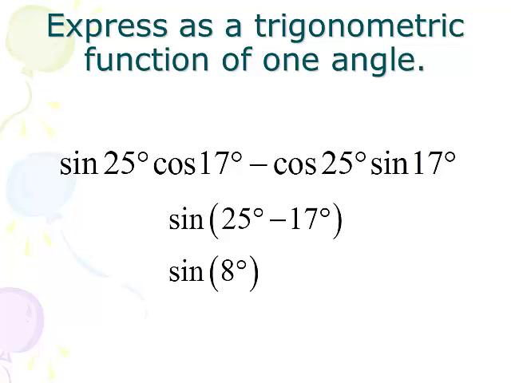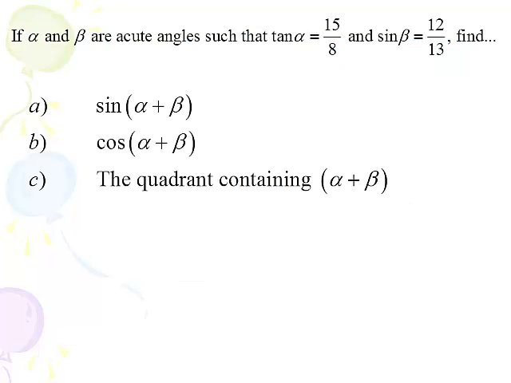So sine of 25 degrees minus 17 degrees. And we end up with sine of 8 degrees, expressed as a trigonometric function of one angle. The function is sine. The one angle was 8 degrees. We did it. You hope a lot of those show up on the next exam, don't you? I know, everyone does.